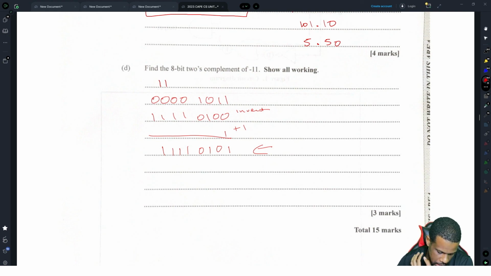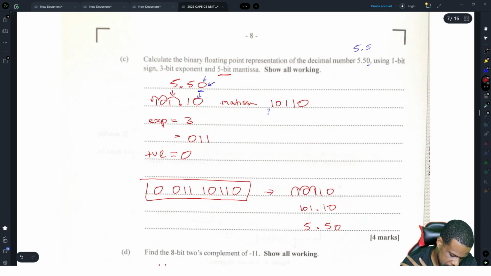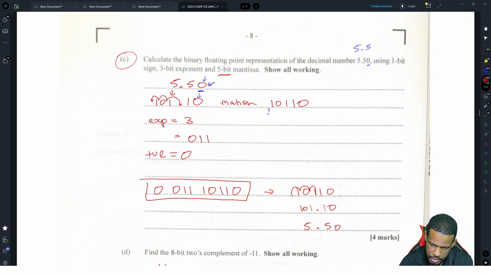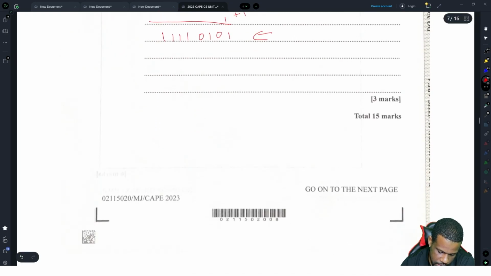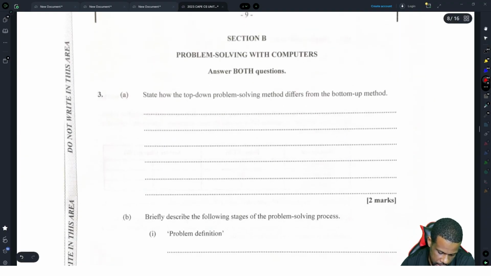So far the only weird one is this part here, whether you put the 0 at the start or at the end. I believe the 0 is at the end because it's 5.50, and they want you to account for that. So, one little circuit diagram, and we're moving on.